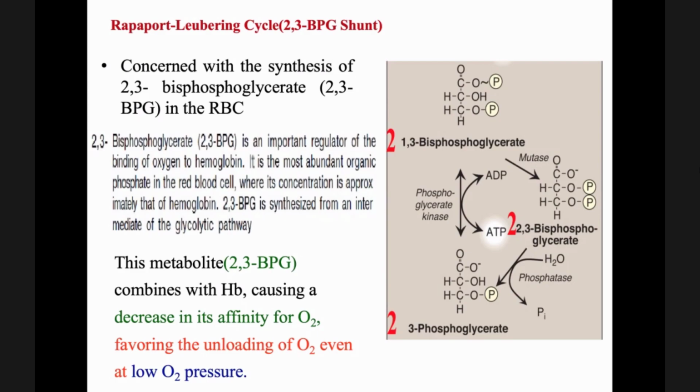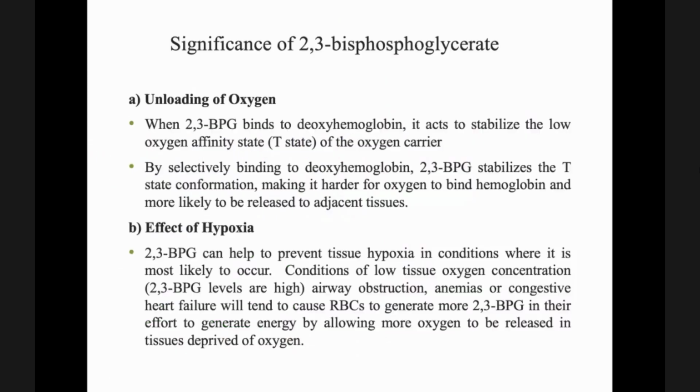The 2,3 bisphosphoglycerate is an important regulator of the binding of oxygen to hemoglobin. It is the most abundant organic phosphate in the red blood cells, where its concentration is approximately that of hemoglobin. The BPG, the 2,3 BPG, is synthesized from an intermediate of the glycolytic pathway, and we mentioned this, that it decreases the affinity to oxygen and favors the unloading of O2 even at low temperature.